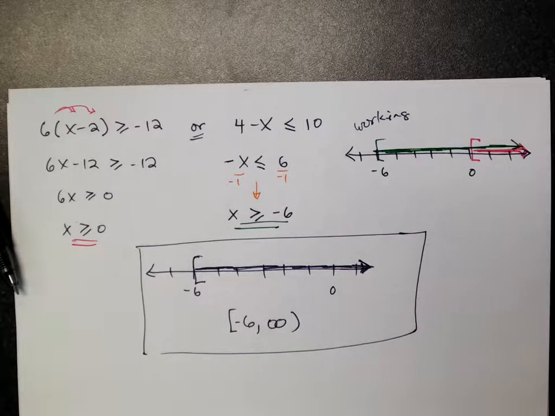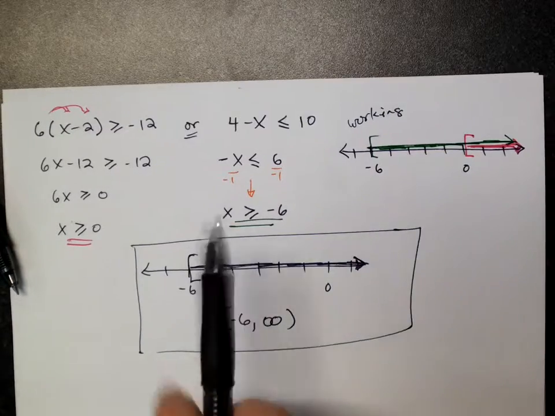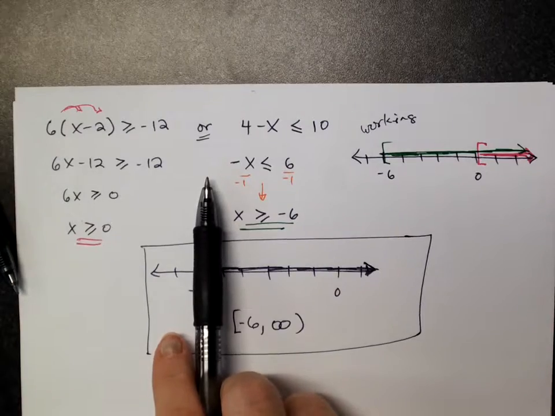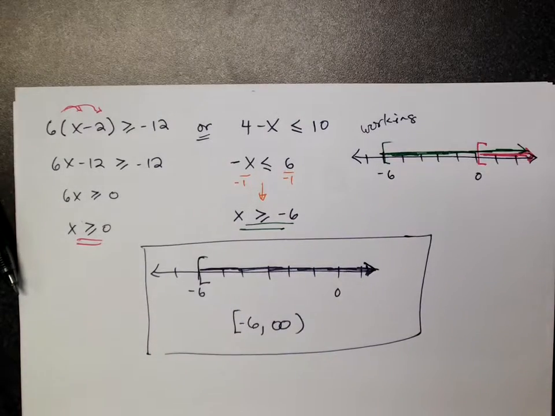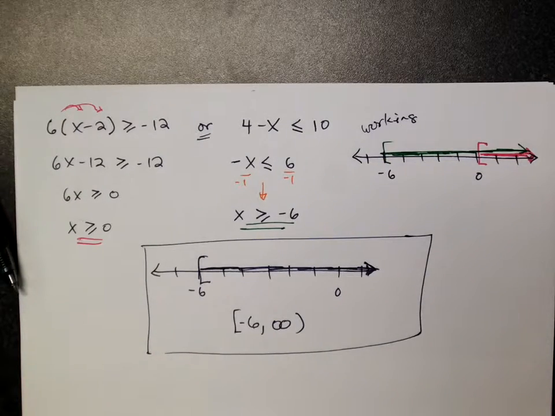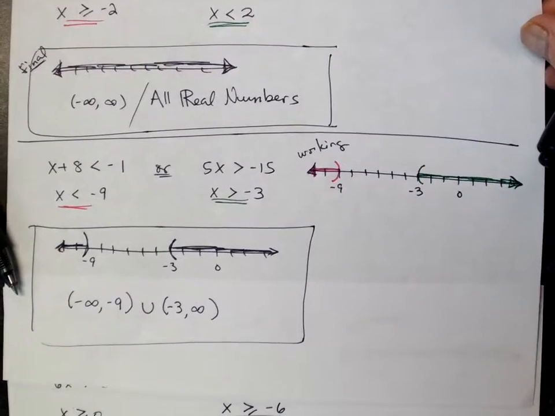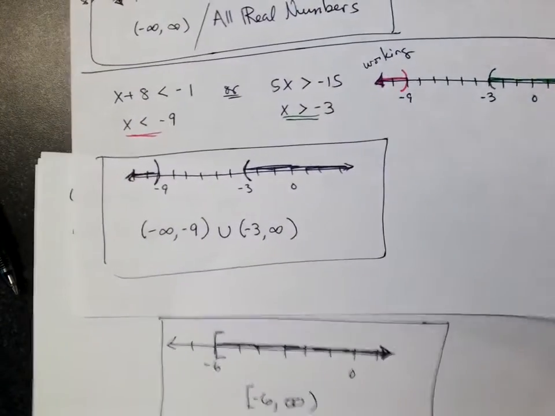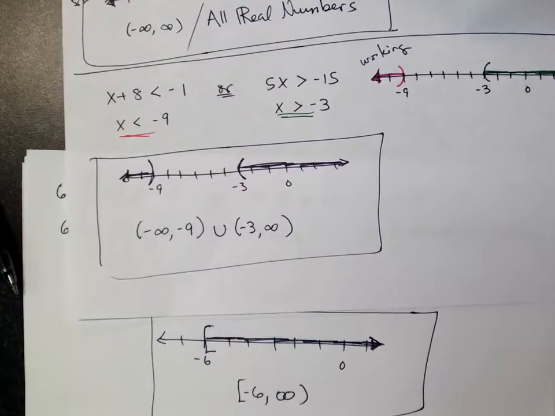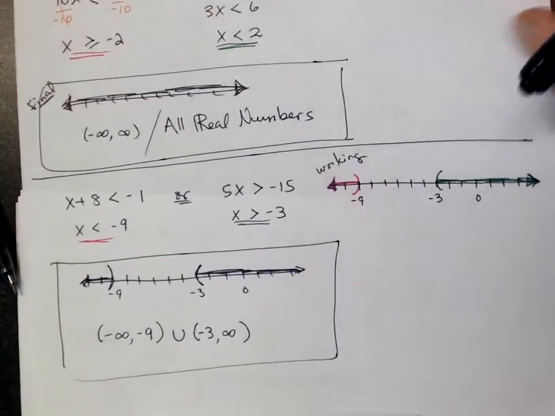You will never have no solution for your ors, for your unions. You'll never have all real numbers for your intersections. So you can contrast those three possibilities: all real numbers, everything included but with a gap, or everything going in one direction so you're going off to infinity or negative infinity. One of those three things will happen.